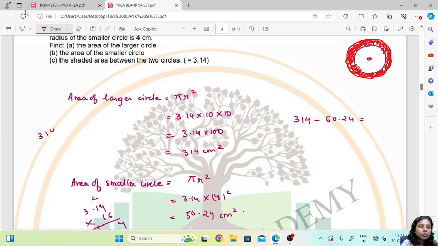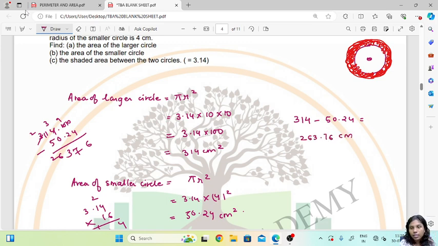So 314 minus 50.24. So this is 0, 0. Okay. So carry 6, 7, 3, carry 6 and 2. So 263.76 is the answer. So that is the area of this in between region.